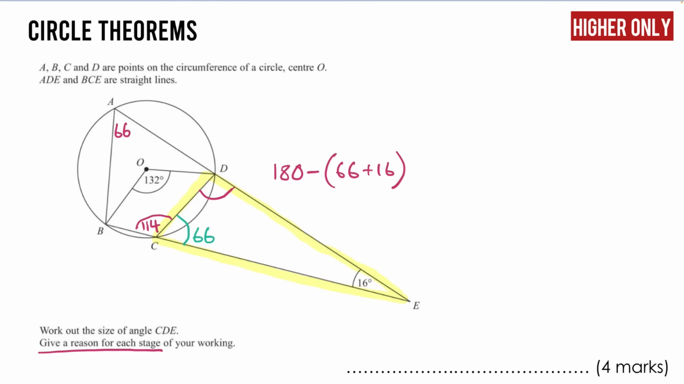I can type that in one go. 66 add 16, take that away from 180, we get 98 degrees. I could give 2 more reasons in those final steps there as well. We had the 66 because angles on a straight line equal 180, and 98 because angles in a triangle add up to 180. So we had 2 circle theorems and 2 just angle rules that we gave along with that as well. But there we go, there is one variation of a circle theorem.